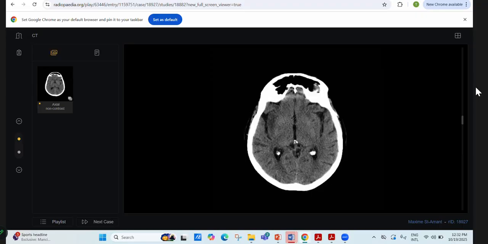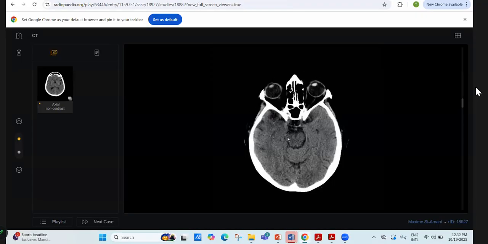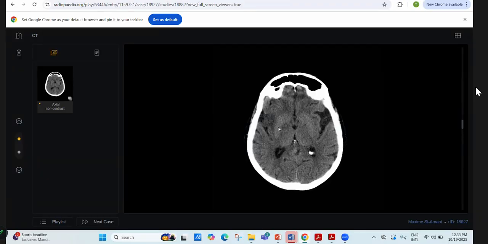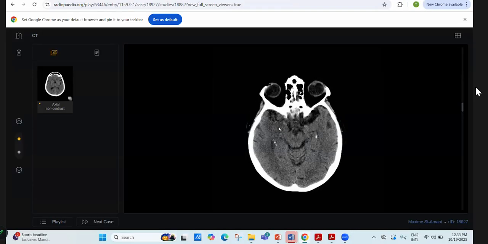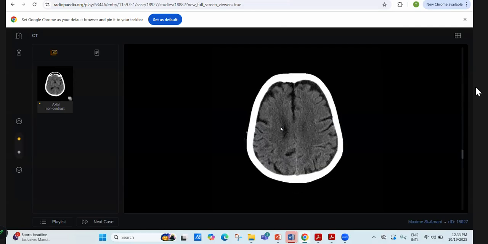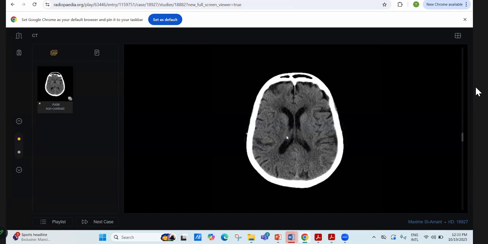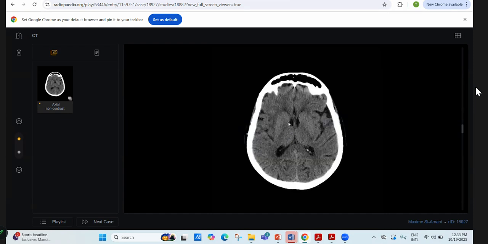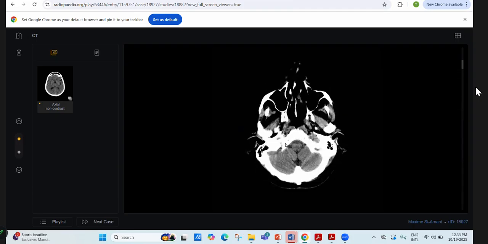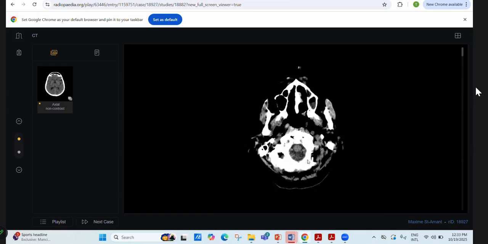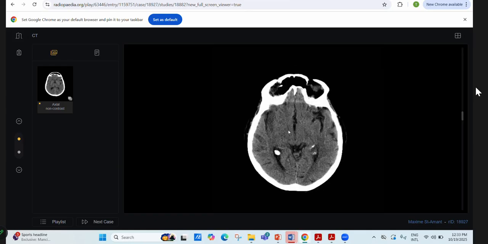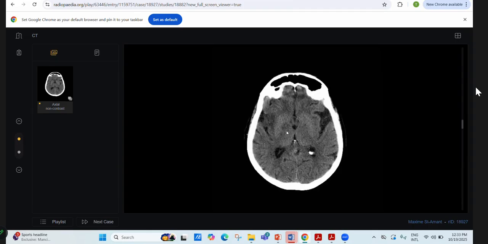I'm looking at the lentiform nuclei and caudate nuclei for involvement. There is no involvement of the deep gray matter. There is no mass effect over the frontal horn of the lateral ventricle, and I'm going down to look for the presence of any further herniation. There is no crowding at the foramen magnum. Now I'm looking for any MCA dot sign on the same side.